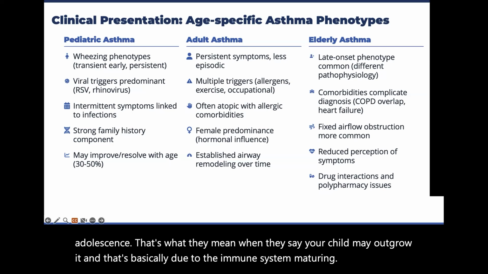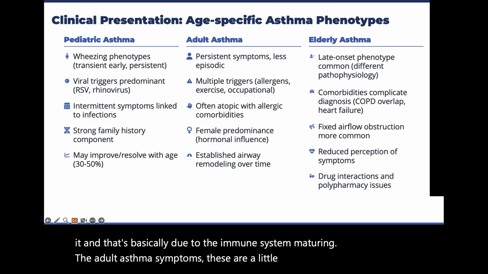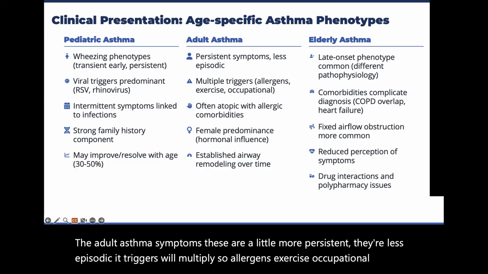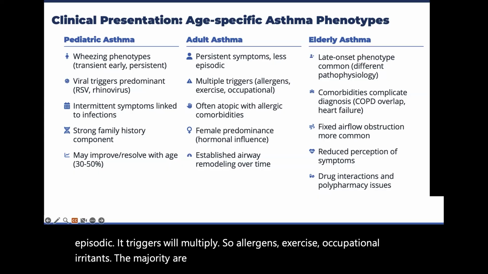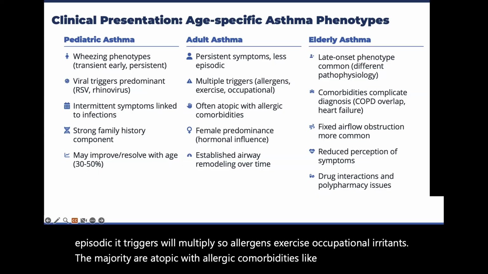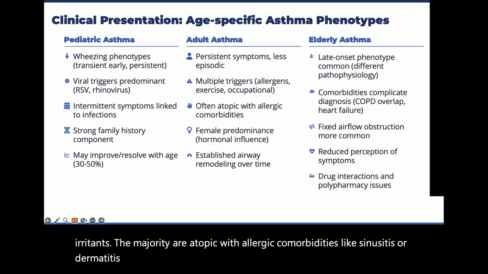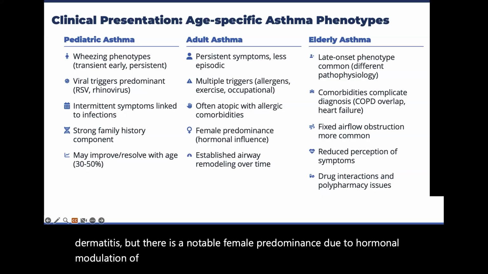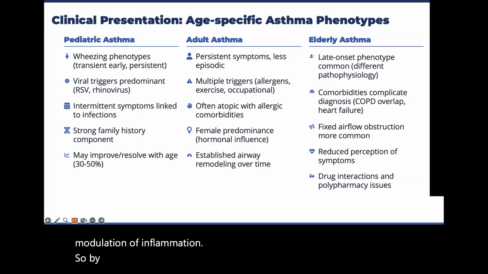The adult asthma symptoms, these are a little more persistent. They're less episodic. Triggers will multiply. So allergens, exercise, occupational irritants. The majority are atopic with allergic comorbidities like sinusitis or dermatitis, but there is a notable female predominance due to hormonal modulation of inflammation. So by adulthood, many have airway remodeling, which leads to partial irreversibility.